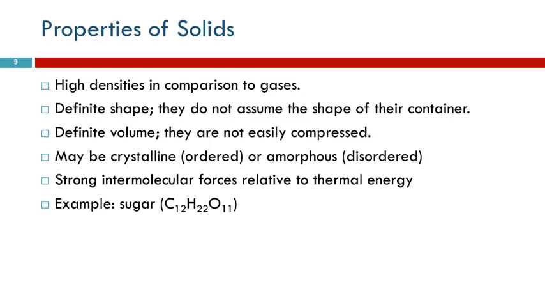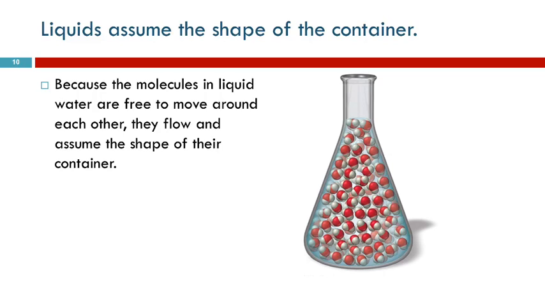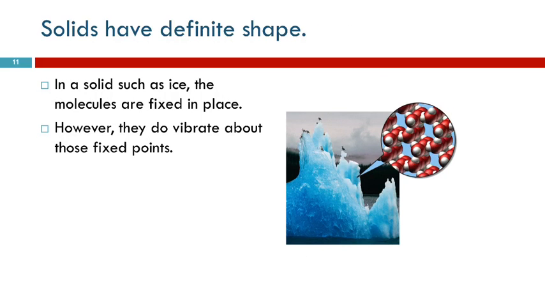An example would be sugar. So liquids take on the shape of their container because they can slide around. Solids do not take on the shape because their forces are stronger between the molecules and they're fixed in place, but they are vibrating. So if we look at the particles inside this iceberg, these particles are vibrating in place, but they're not moving relative to each other.